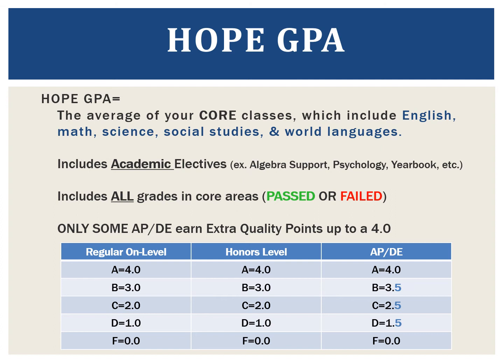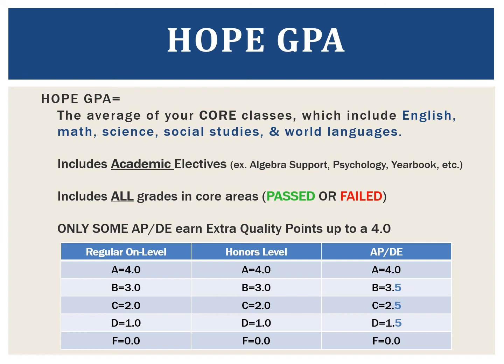Some AP and dual enrollment courses will earn quality points, but they are capped at a 4.0. So for example, if you're taking a regular on-level class and you get an A, it's worth a 4. For the Hope Scholarship calculation, honors level classes are not weighted. They only earn the regular value. For the AP and dual enrollment classes that are eligible, it caps at a 4.0, so you would not get any additional weight to your Hope GPA calculation if you got an A in a dual enrollment or AP class. However, if you got a B, you would get an extra half quality point added to your GPA calculation for Hope only.